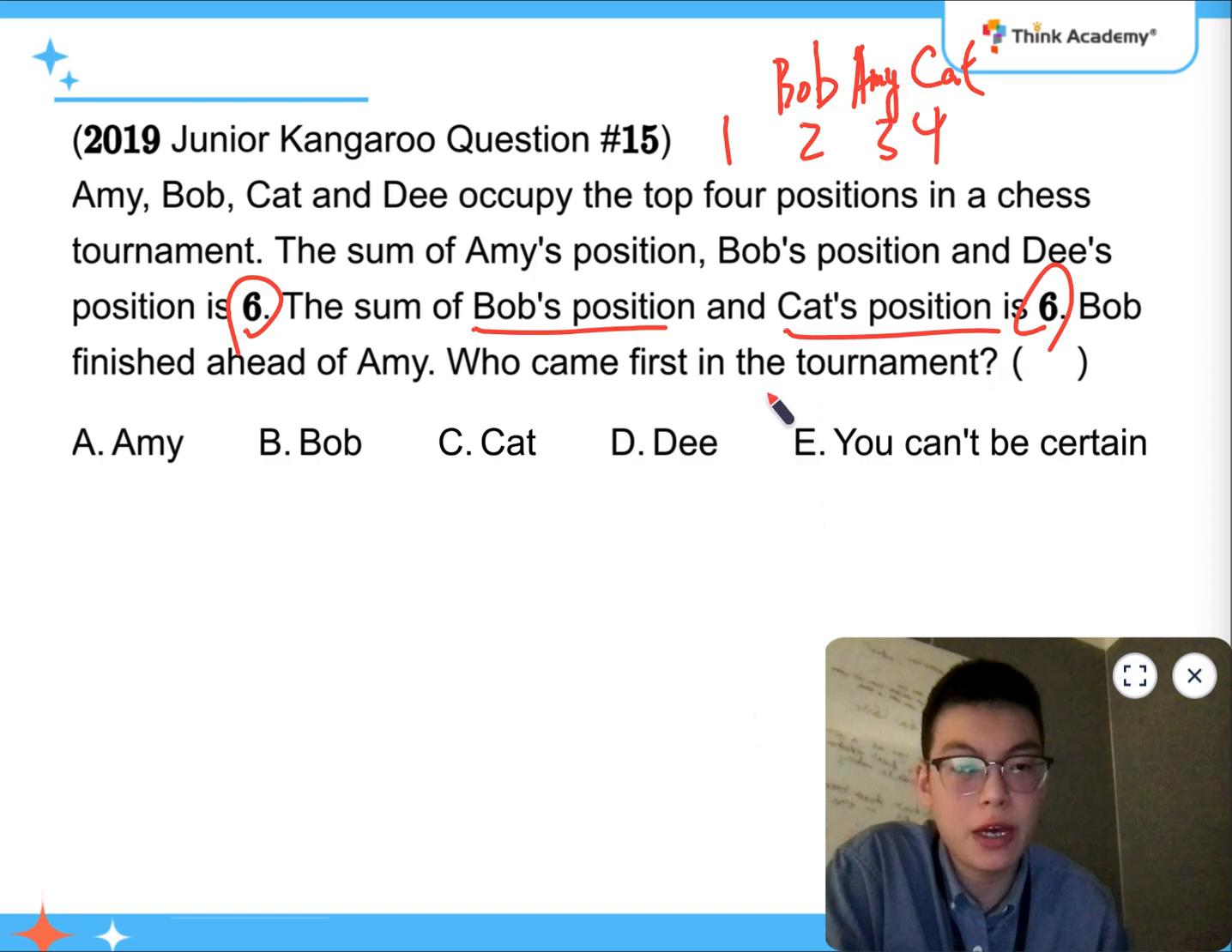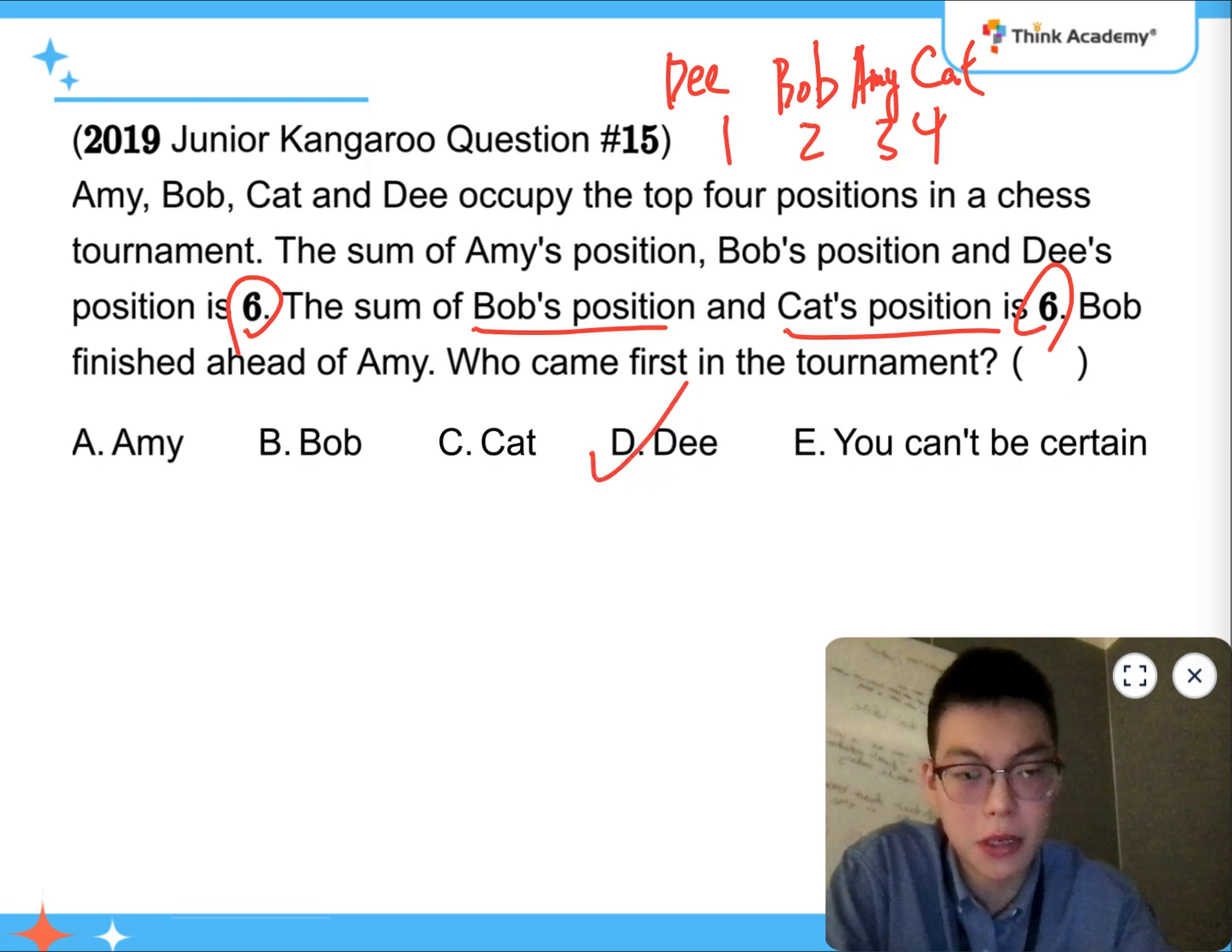So who came first in the tournament? That's going to be D. Alright, so that's 11 to 15.